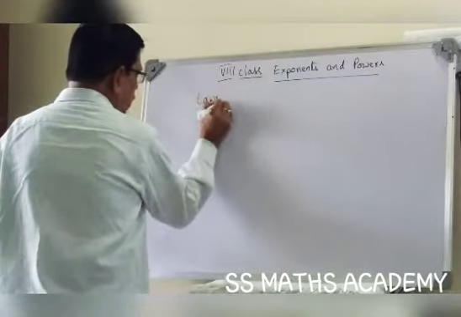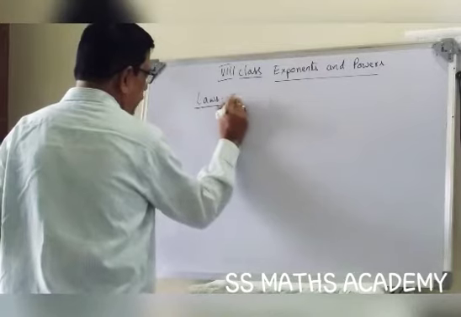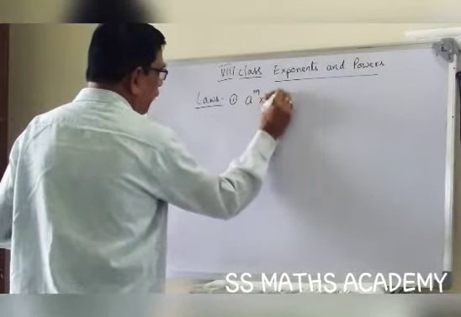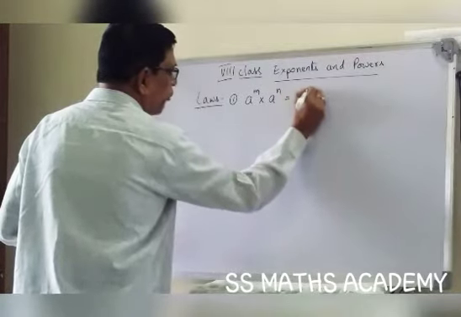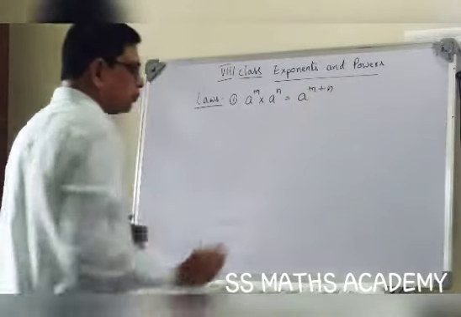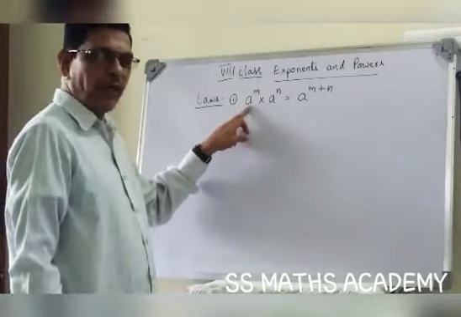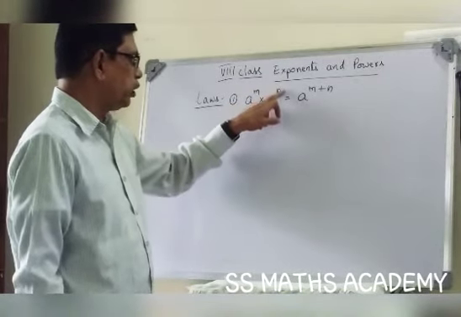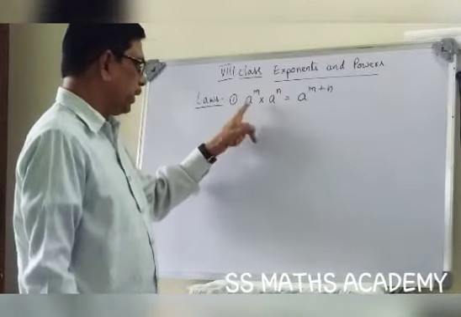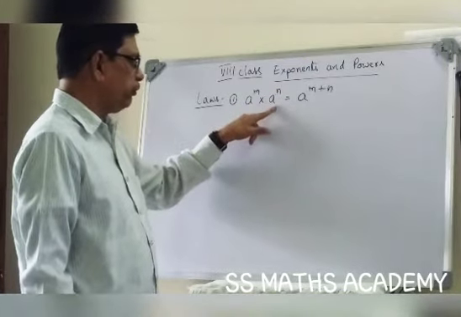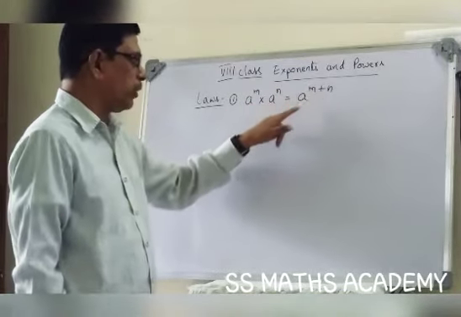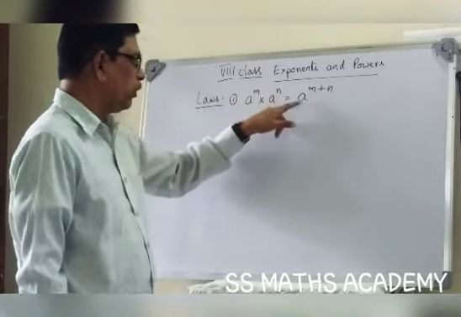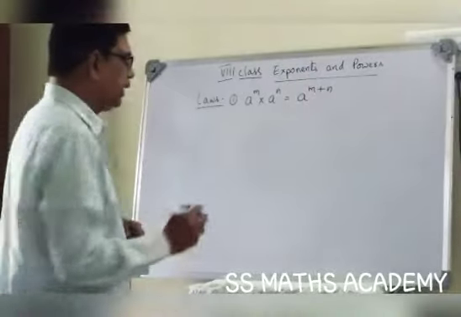Today we learn the laws of exponents. The first law is a to the power of m into a to the power of n is equal to a to the power of m plus n. Here a is the base and here also a is the base. The power is m and here also the power is n. When you get a product of the same bases, we have to add up the powers. That is a to the power of m into a to the power of n is equal to a to the power of m plus n.